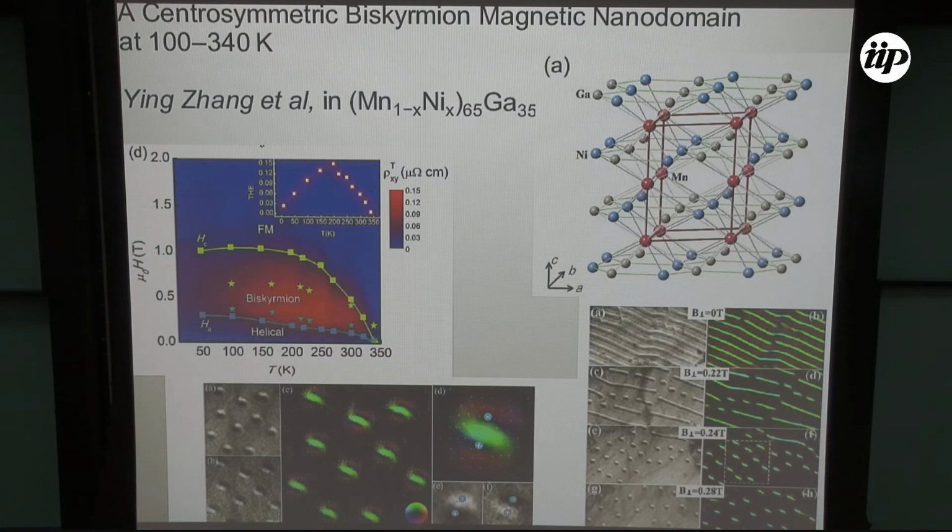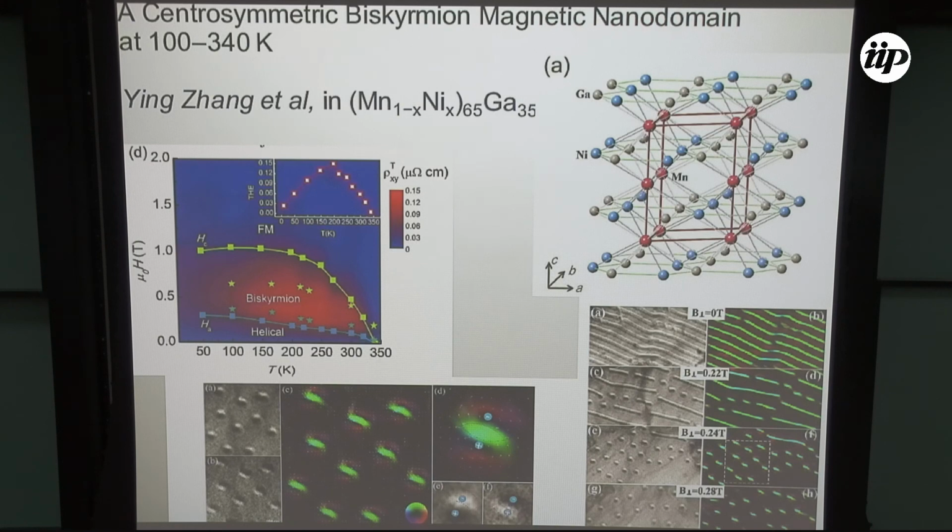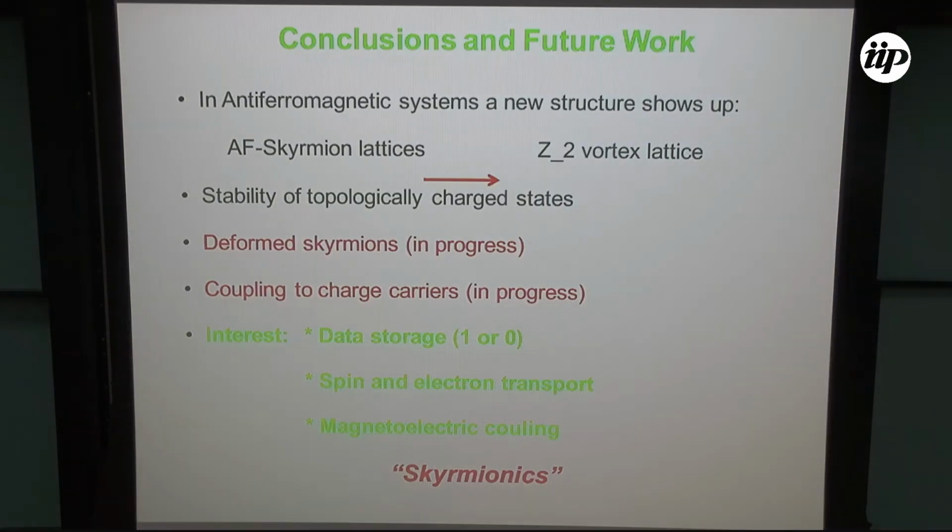Okay, and this was mixed up. In this paper, Ying Zhang and collaborators observed, well, this is the structure of the material, which has a large cell. But if you look at the magnetic field versus temperature phase diagram, you get this intermediate phase that, instead of being a skyrmion lattice, is a biskyrmion lattice. So these are the images they claim correspond to charge 2 skyrmions. These are experimental data and then fits with some program they have to compute topological charges. Okay, so I'm ahead of time, that's good.